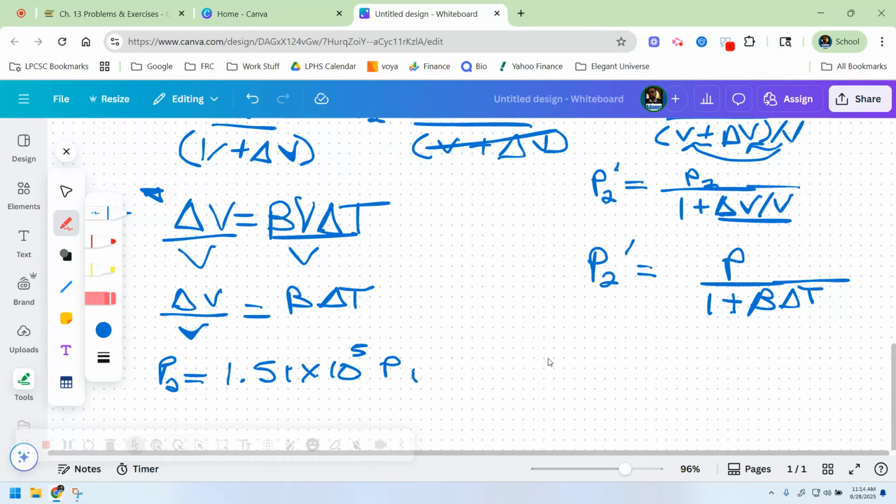Then over here, to solve this one, I'm going to say P2 prime is equal to my 1.151 times 10 to the 5th. I'm trying to hurry. This should be P2.